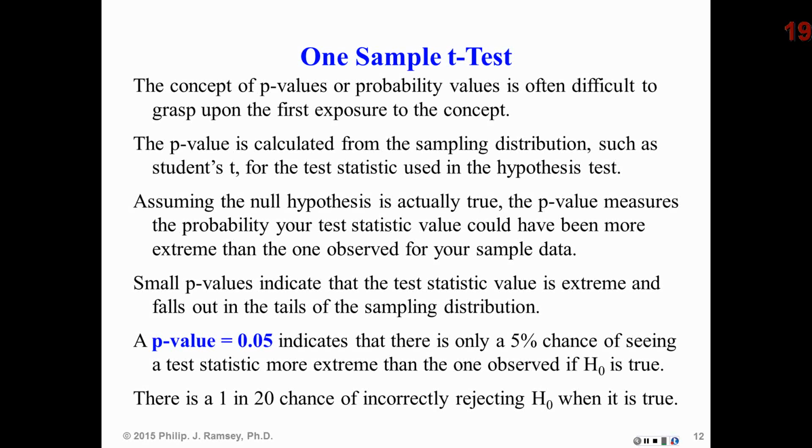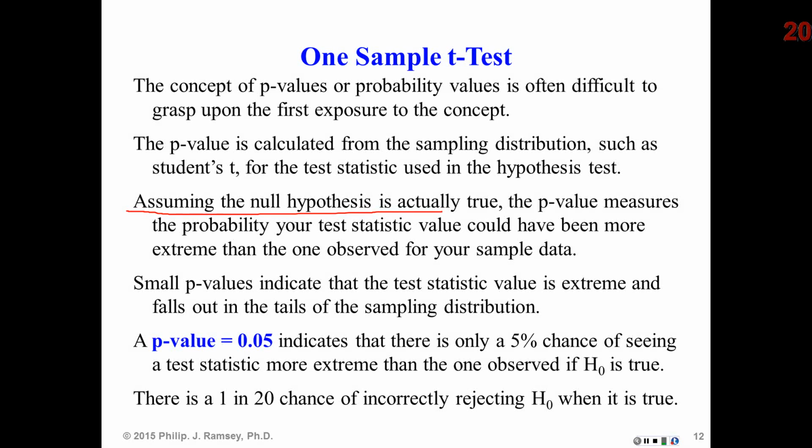Okay, so remember the key point. We assume the null hypothesis is true. Then we measure the agreement of the data to the null hypothesis. This agreement is measured by a p-value. If the p-value is small, that indicates the null hypothesis is improbable.